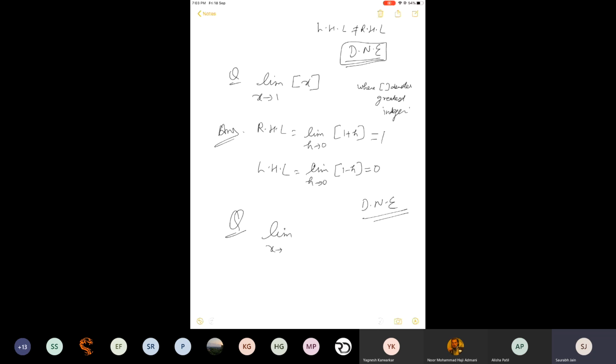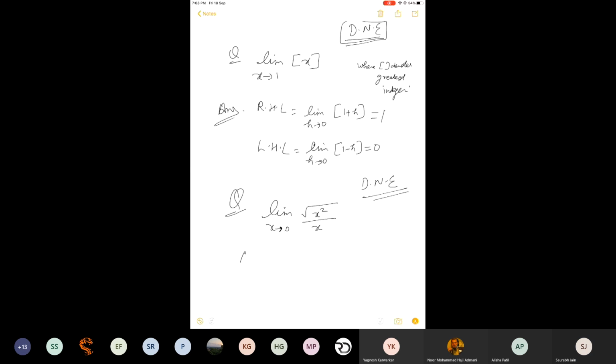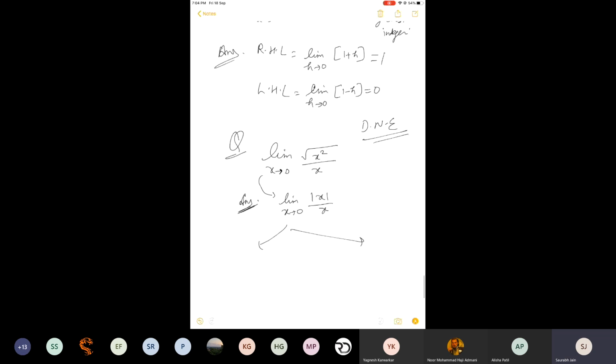Next question. All right. Suppose x is tending to 0 and here we have under root x square by x. Okay, there's the question. Can anyone tell me what is under root of x square? Mod x. Yes, correct. It is mod of x. We have already discussed this. Now RHL, LHL.